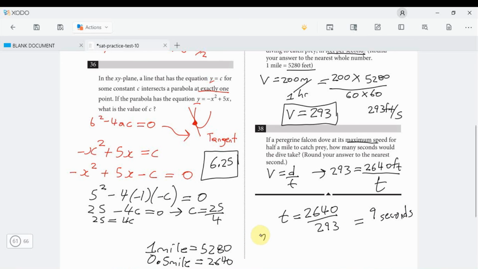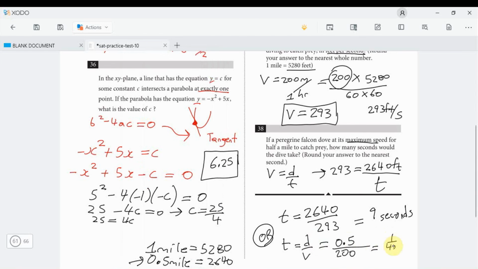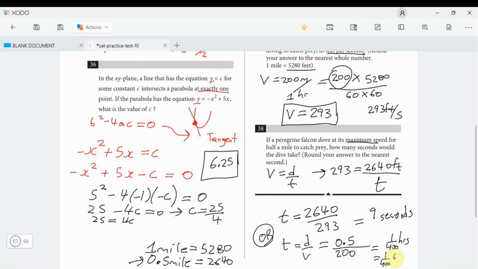Now what if you wanted to do it alternately? The time, which we know would be distance over velocity. The distance in miles is 0.5 because they say half a mile. And then we divide it by the velocity, and we already heard that the velocity at maximum was 200 miles per hour. So we do our division, 0.5 divided by 200, and that would give us 1 over 400. But this was when the time was in hours. When you're dealing with miles per hour, the time would be in hours. So to get it in seconds, we multiply it by 60 times 60. So 1 over 400 times 60 times 60, we get 9. Wow! Just like that, we get our 9 again. So it is still 9 seconds.